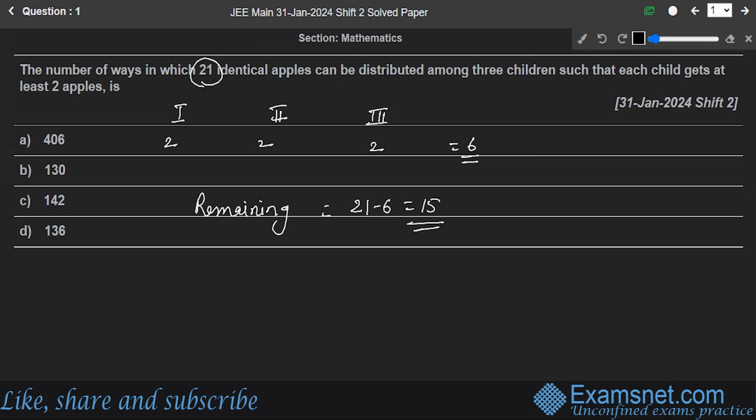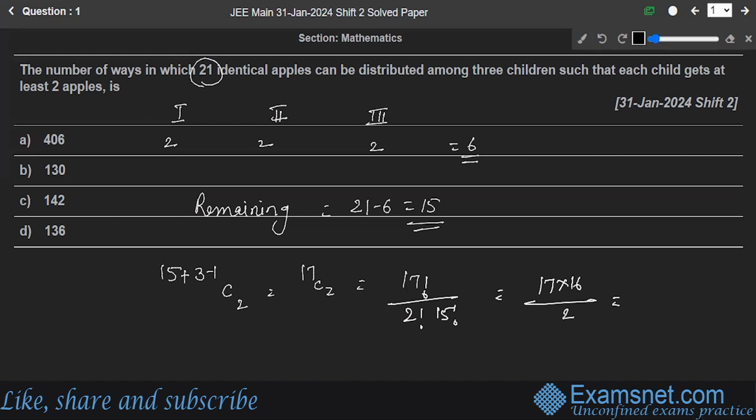Now 15 has to be distributed among 3 children. So this distribution can take place in 15, which are left, plus 3 minus 1 C2. That makes 17C2, which is equal to 17 factorial upon 2 factorial into 17 minus 2, that is 15 factorial, which is nothing but 17 into 16 upon 2, 17 into 8, that gives you 136. So that makes option D the right answer. Hope you're clear with this. Let's move to the next question.